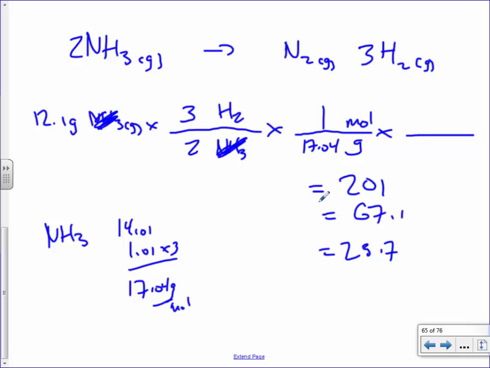So again, it doesn't matter whether this ratio was the first one you used or the second one you used, but make sure you use the right reagent molar mass. Because if you use the wrong molar mass, obviously the whole thing is buggered, right? And that should cancel out your gram symbol right here.